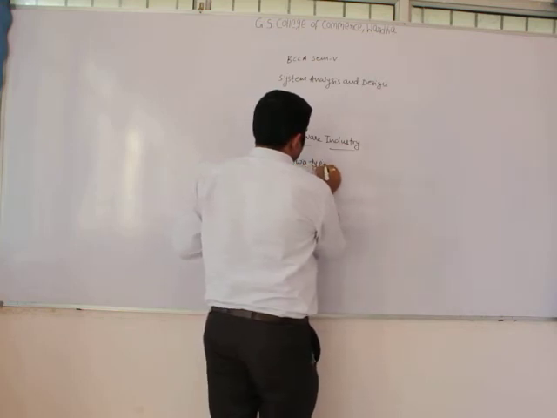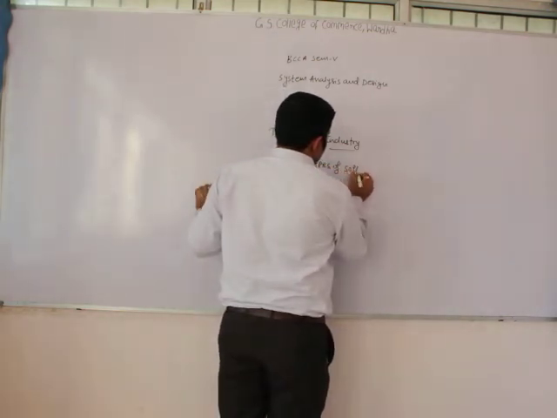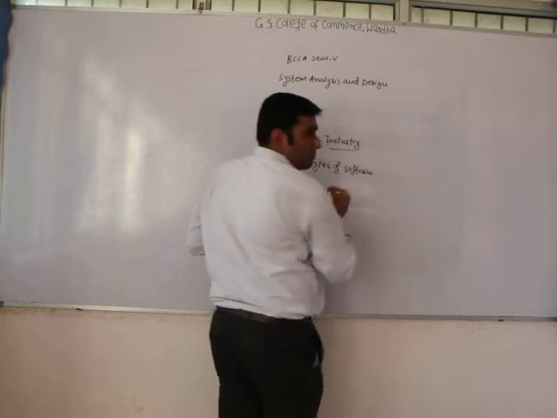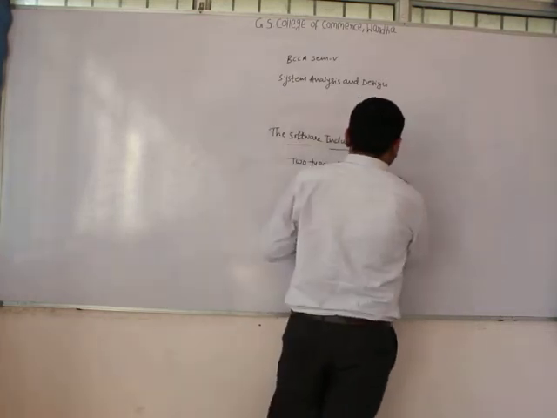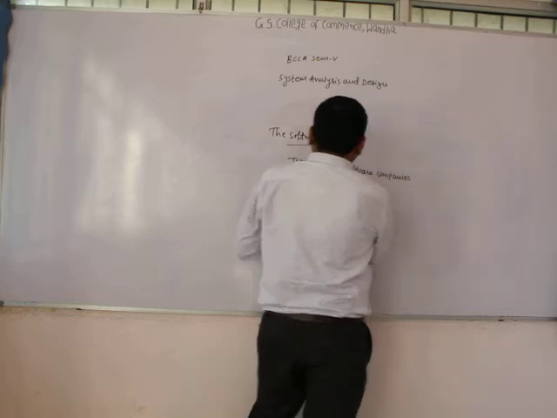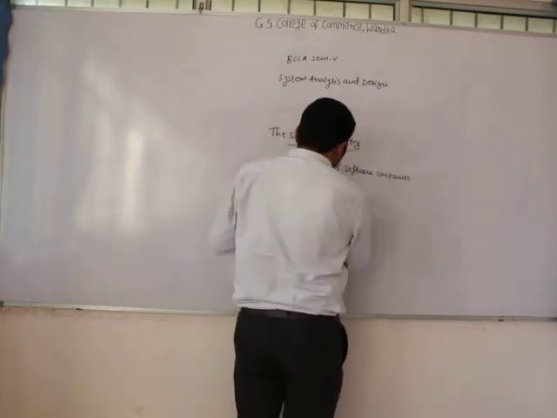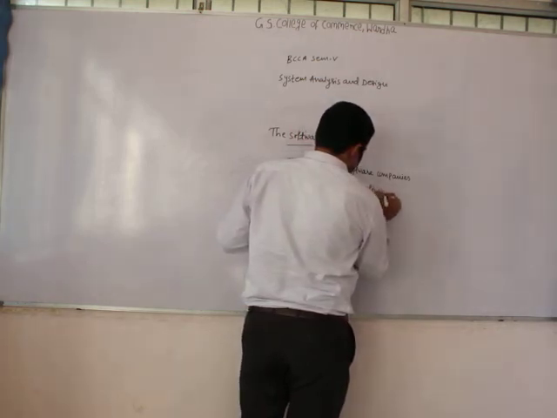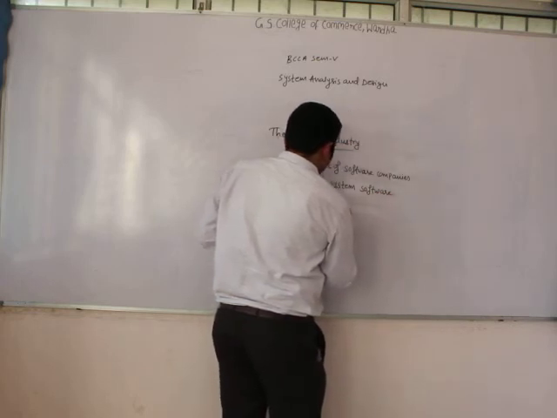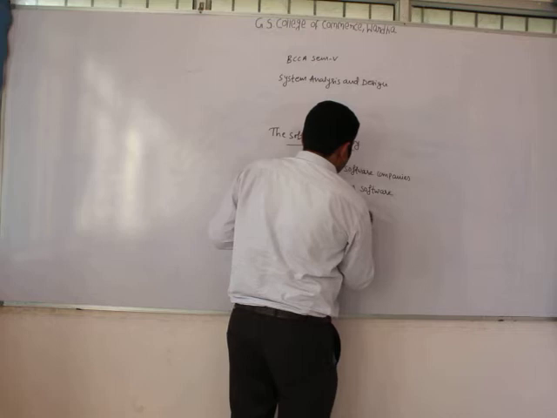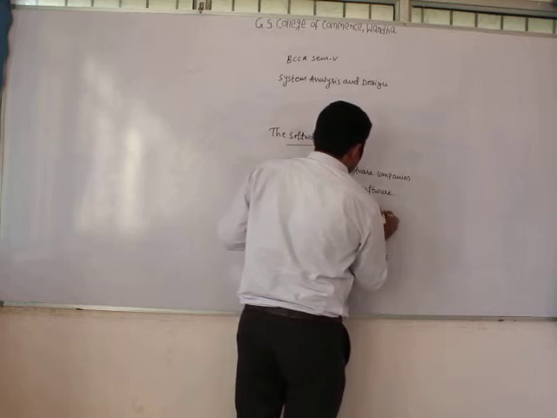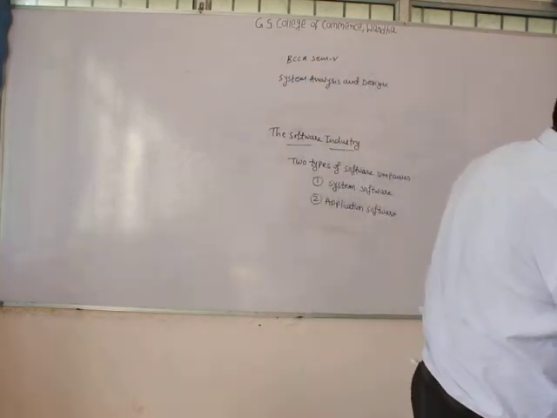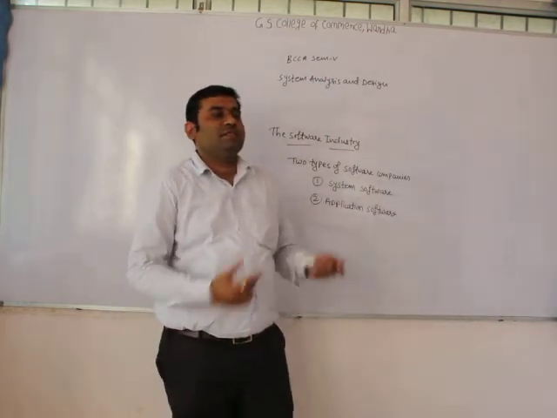There are two types of software companies. First is system software, and second is application software.